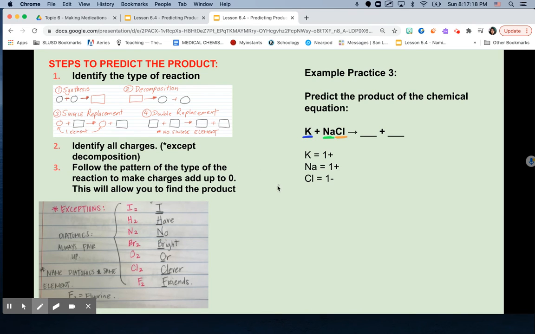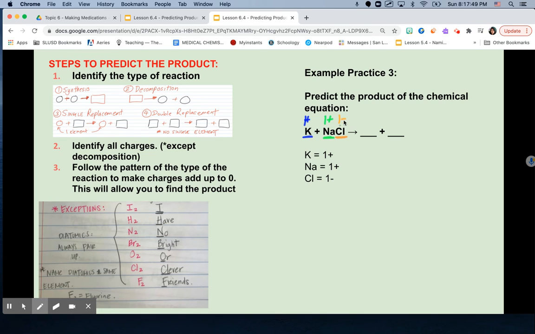Right, so for example, the charges, let's identify the charges first, and then we'll talk about what that partner swap is. So K is 1 plus, Na is 1 plus, Cl is 1 minus.